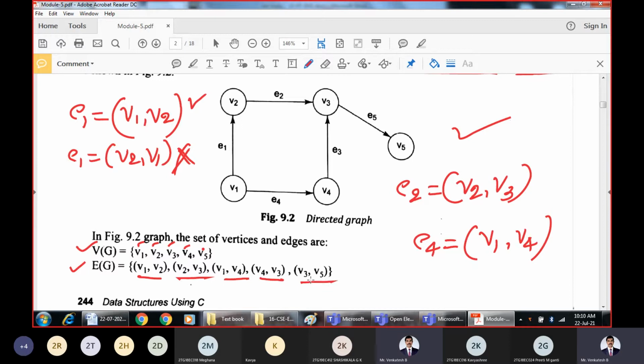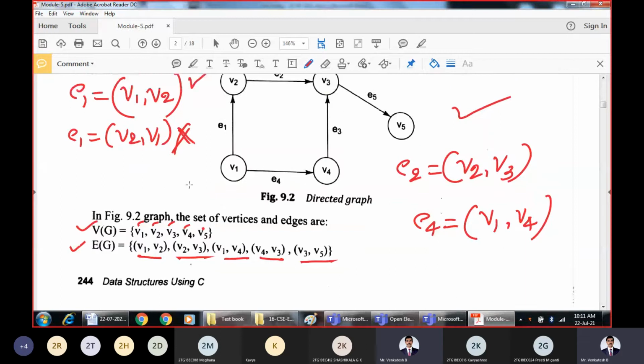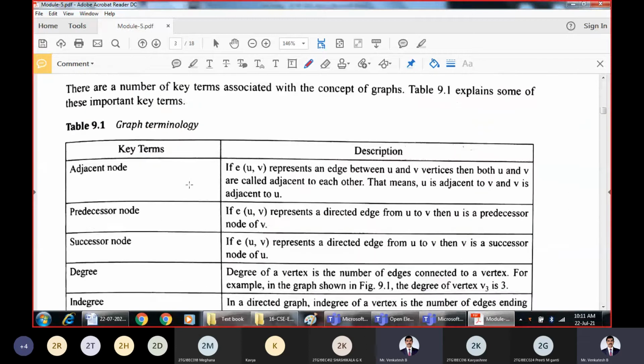So the only difference between a directed graph and an undirected graph is, in case of an undirected graph, the edge can be assumed in both directions. Whereas in case of a directed graph, we are supposed to assume the edge only in one direction, as per the direction of the edge.